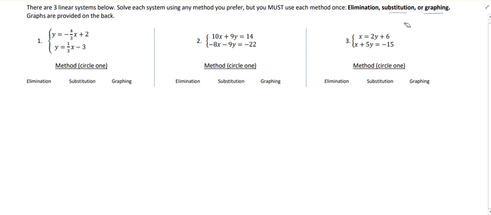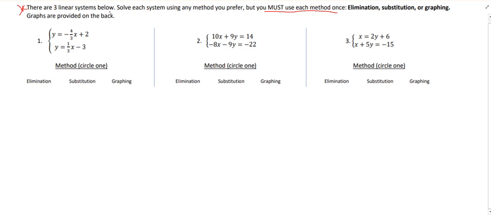Hi guys, in this video we're going to talk about that pretest, specifically number 1. So let's take a look at the directions. The directions say that there are 3 linear systems below. We're going to solve each system using any method you prefer, but we have to use each method once.